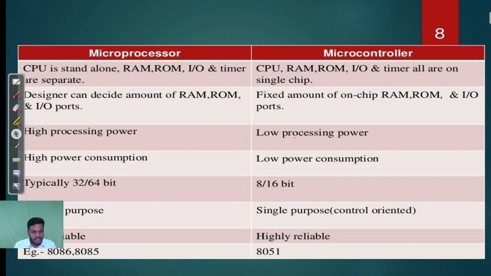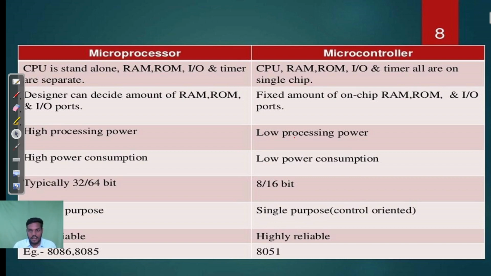It is typically 32 to 64 bits and is reliable. Examples are 8086 and 8085. The microcontroller has low processing power and low power consumption. It is an 8 or 16 bit controller, single-purpose and control oriented, and highly reliable. A basic example is the 8051. Nowadays there are variants such as AVR and ATmega. These are the basic examples of microcontrollers.